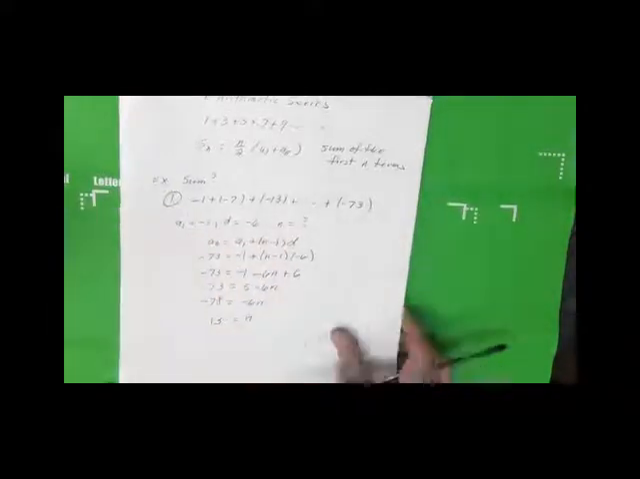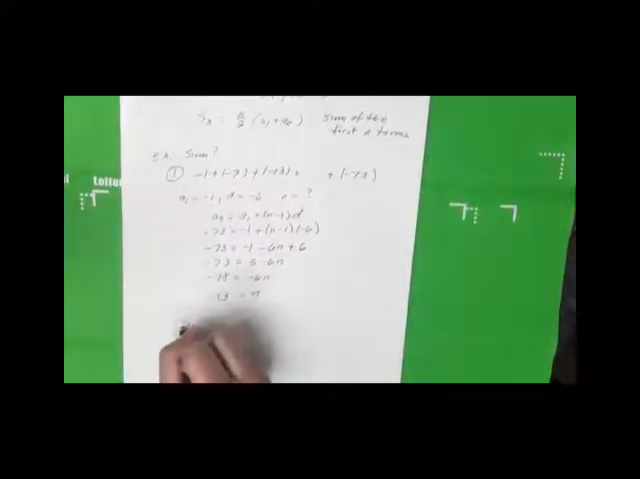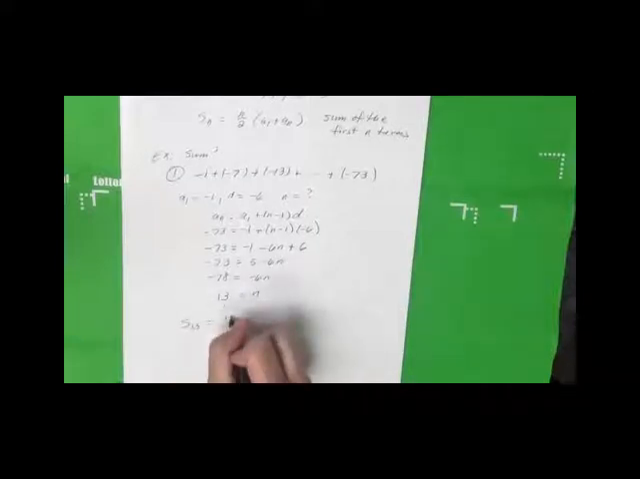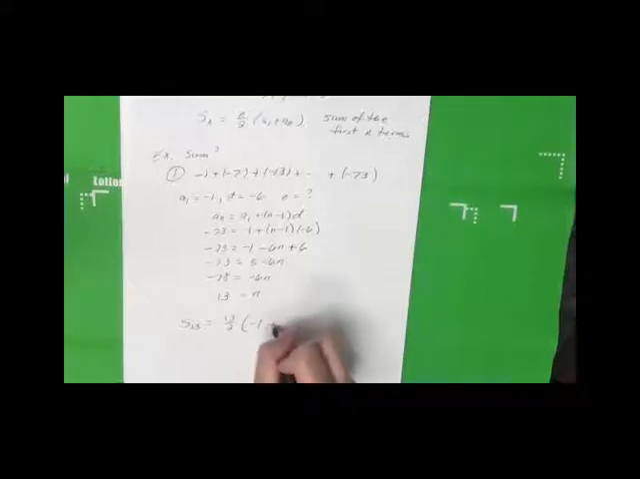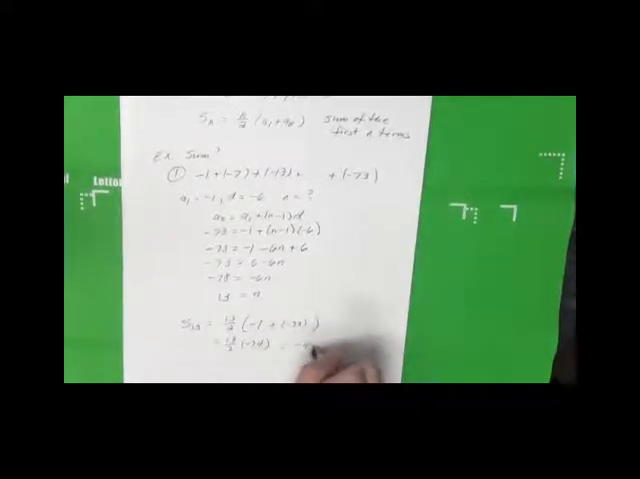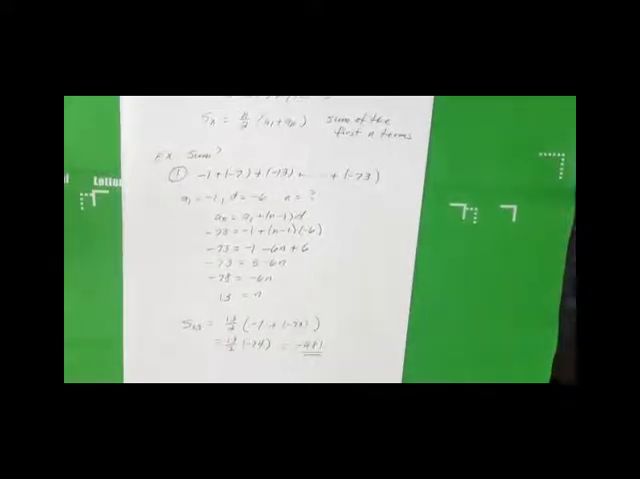Now I can go back and use this formula. So I get S sub 13 equals 13 over 2 times a sub 1, that's -1, plus a sub 13, that was the last term, -73. So I get 13 halves times -74, which works out to -481.